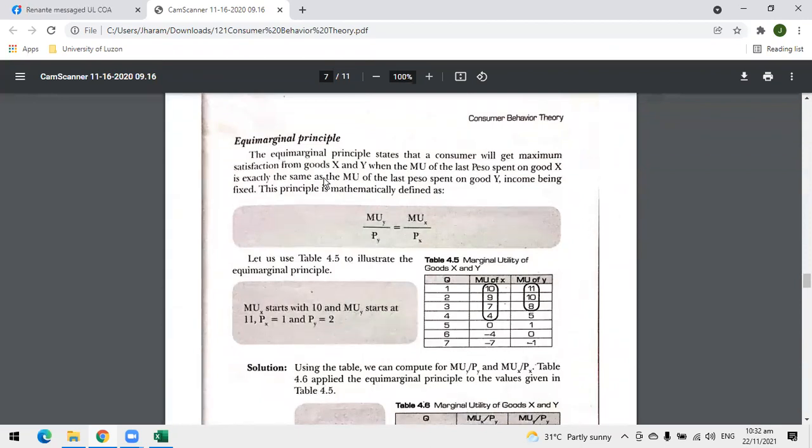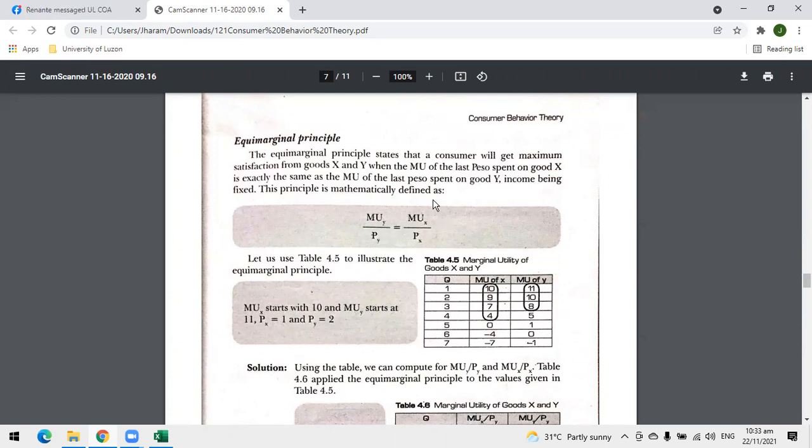So, the equimarginal principle, sabi niya, states that a consumer will get the maximum satisfaction of product X and Y when the marginal utility of the last peso spent on good X is the same as the marginal utility of the last peso spent on good Y. Okay? So magko-compute tayo ng marginal utility. Again, yung marginal utility, given po yun dapat pag nagko-compute kayo dito. Income being fixed. So the principle is mathematically defined as marginal utility of Y over price of Y is equal to the marginal utility X over price of X.